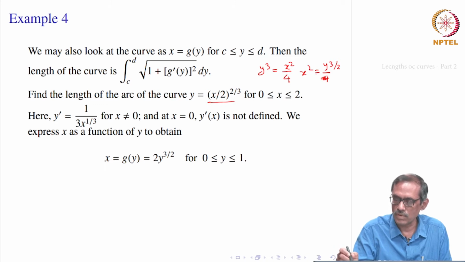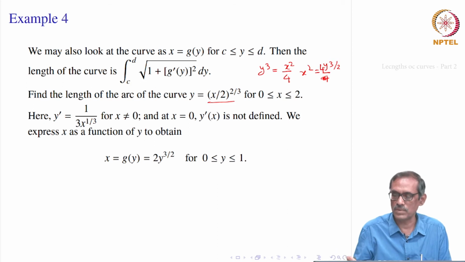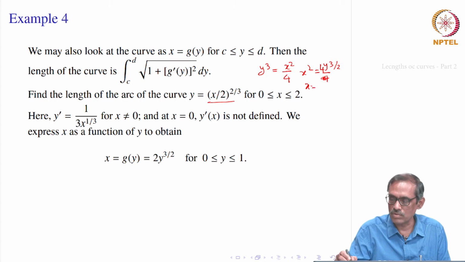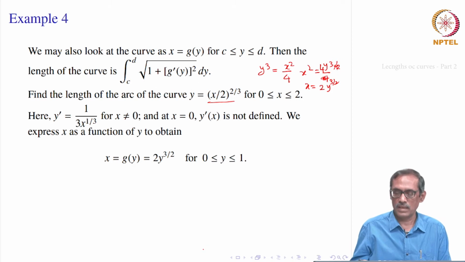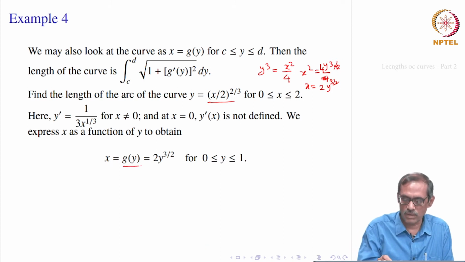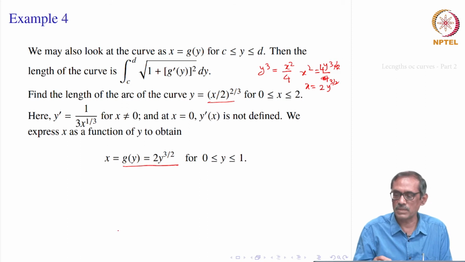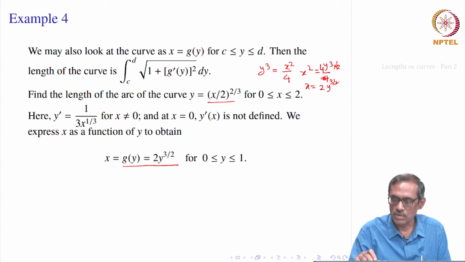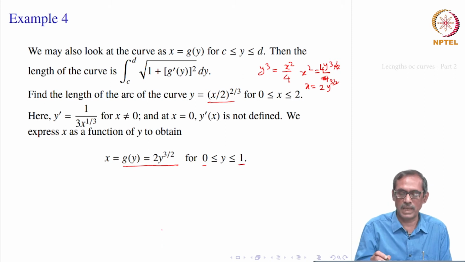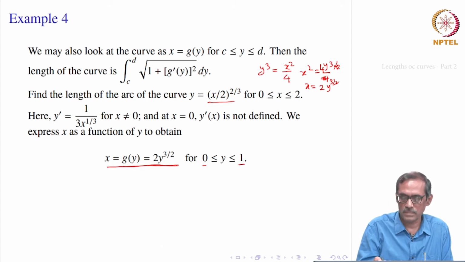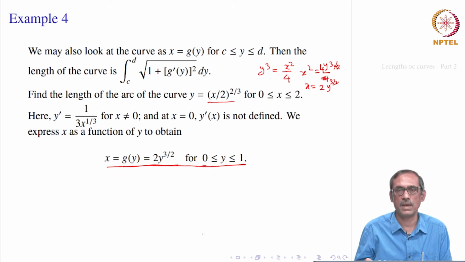Here 4 is multiplied, not divided, 4 times y to the power 3 by 2. So, x will be equal to the square root of that, 2 y to the power 3 by 2. That is what we write, x equal to g of y equal to 2 y to the power 3 by 2. When x varies from 0 to 2, x equal to 0 gives y equal to 0, and when x equal to 2, this is 2 by 2 which is 1, so y must be 1. So, the same curve we express as x as a function of y for y belonging to the interval 0 to 1, fine.